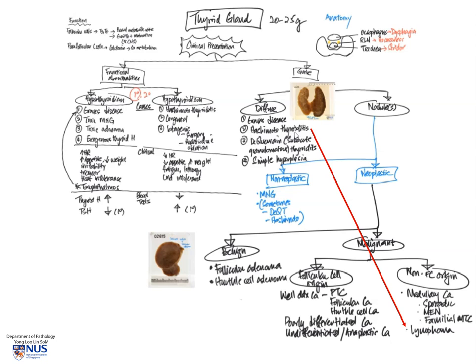So, one of the red flag signs in a patient with a known history of Hashimoto thyroiditis is recent progressive enlargement of the thyroid gland. One would always be concerned about thyroid lymphoma.